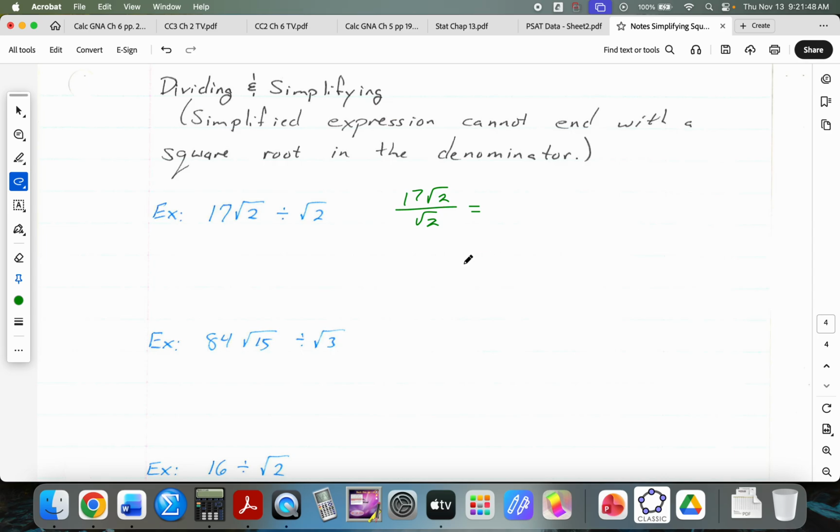In this particular case, this is a really easy one, because what's the square root of 2 divided by the square root of 2? 1. And what's 17 times 1? 17.